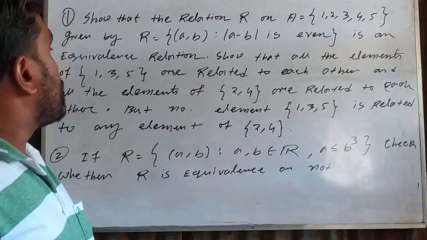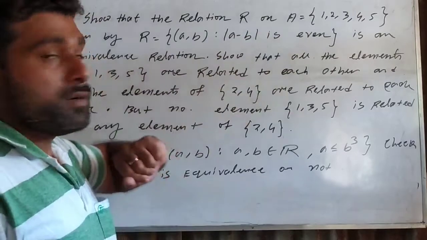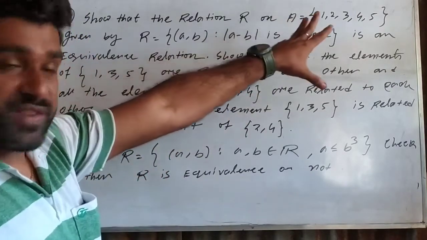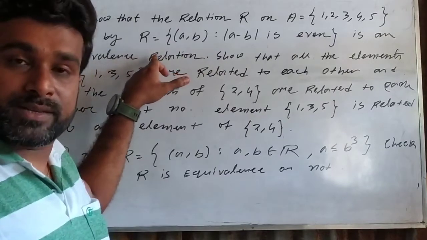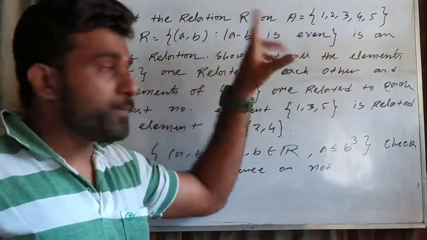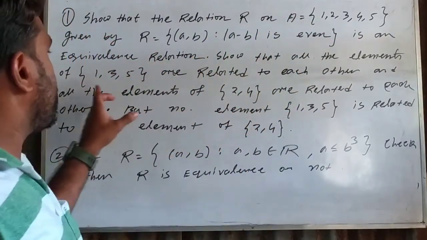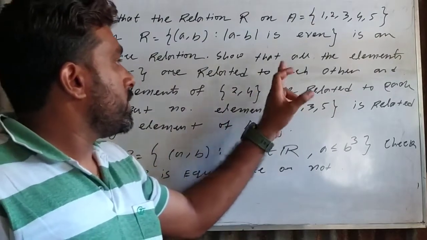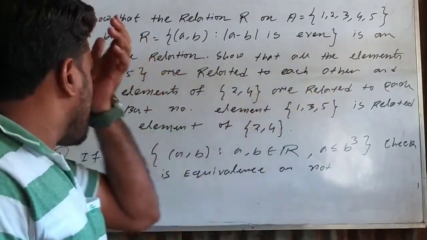The first question is, show that the relation R on A, and the set is given here. The relation set is given here. It is a relation set. Mod of A minus B is given, is an equivalence relation, so that all the elements of this are related to each other, and all the elements of this are related to each other.